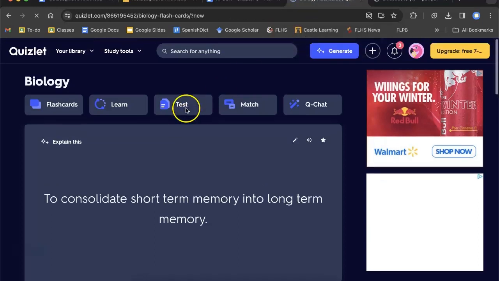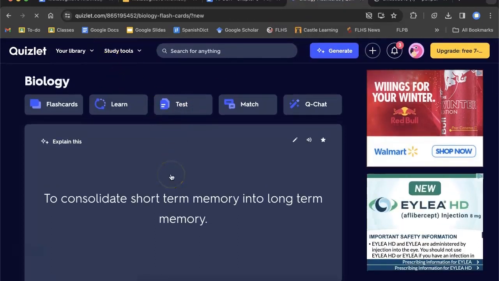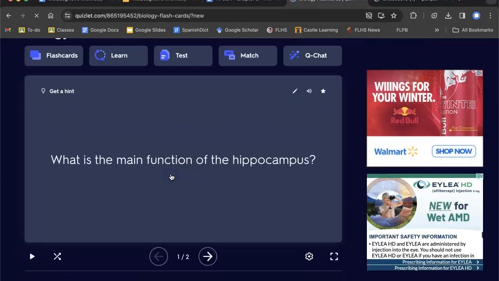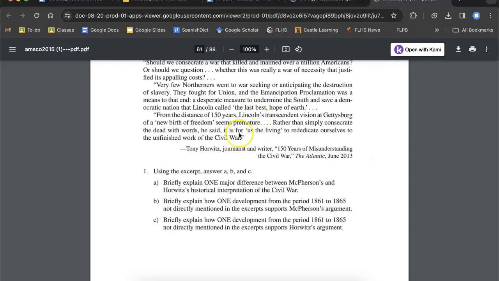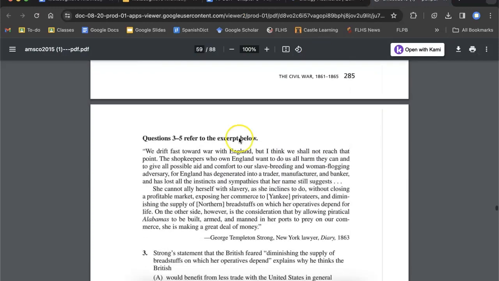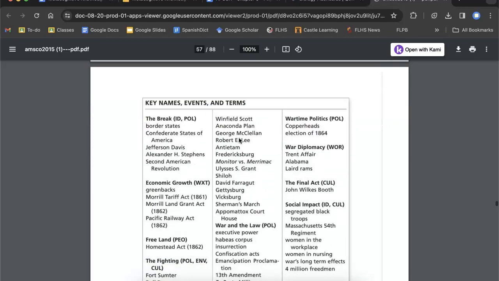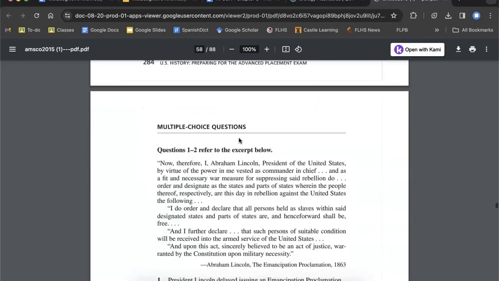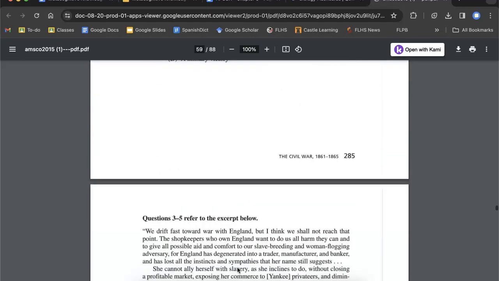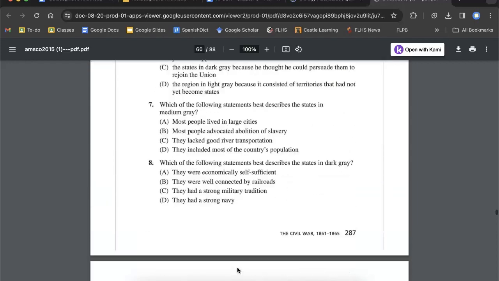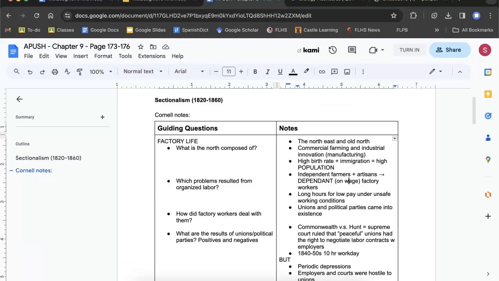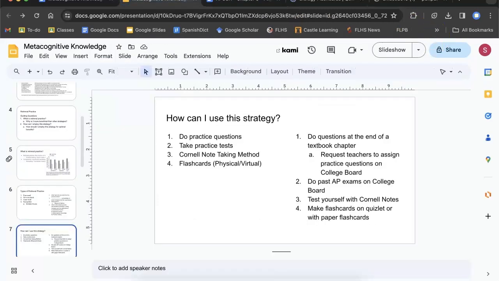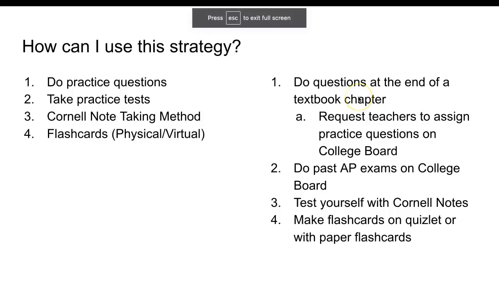On the other hand, you can use Quizlet or just make physical flashcards, and you have a question on one side and the definition on the other. Or if you would like to use things that are already provided for you, this is the end of a textbook chapter, and you would have multiple choice questions that are provided for you. And there are even short response questions here. So look through your textbook chapters. Okay. Going back to the slides.